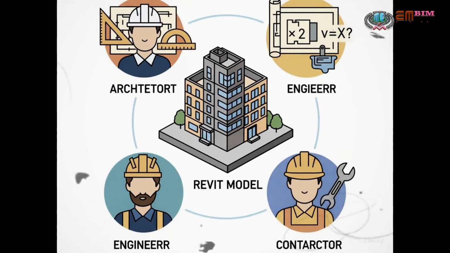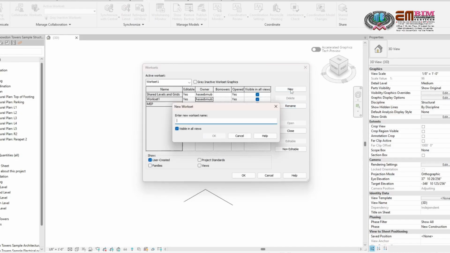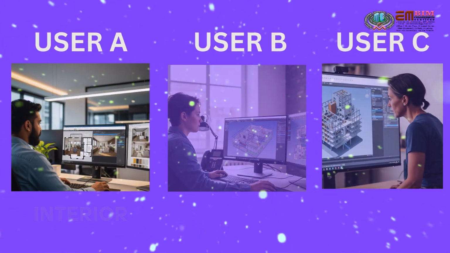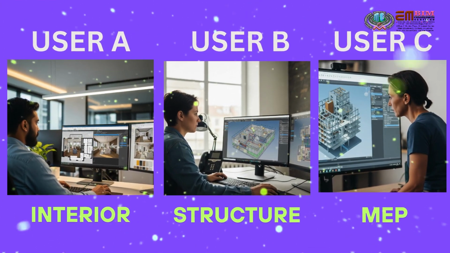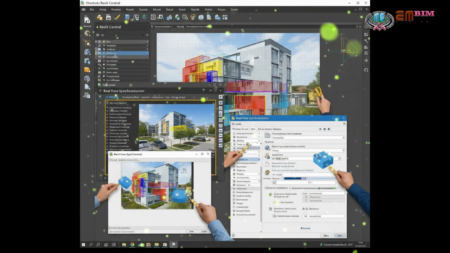It's more than sharing files, it's sharing intelligence. With Revit's worksharing feature, team members work on the same project model simultaneously. Each user gets a local copy, and updates are synced with a central model. Worksets help divide tasks, so no one steps on another's toes.